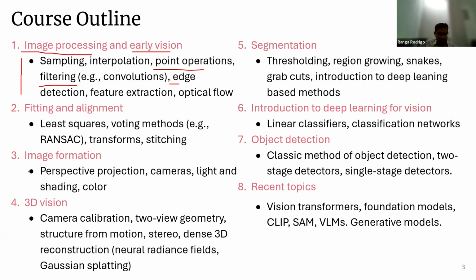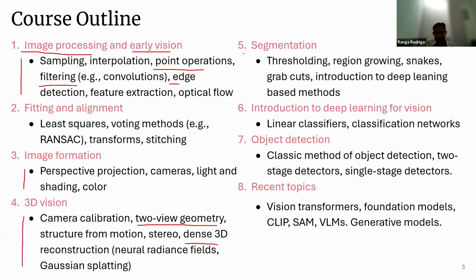Then we will look at how images are formed based on perspective projection, studying cameras, light, shading, and a little bit about color. Then we'll be ready to study 3D vision. That means using multiple images, for example, using two-view geometry and so on, to make a 3D reconstruction. And then we will look at some modern 3D reconstruction methods also.